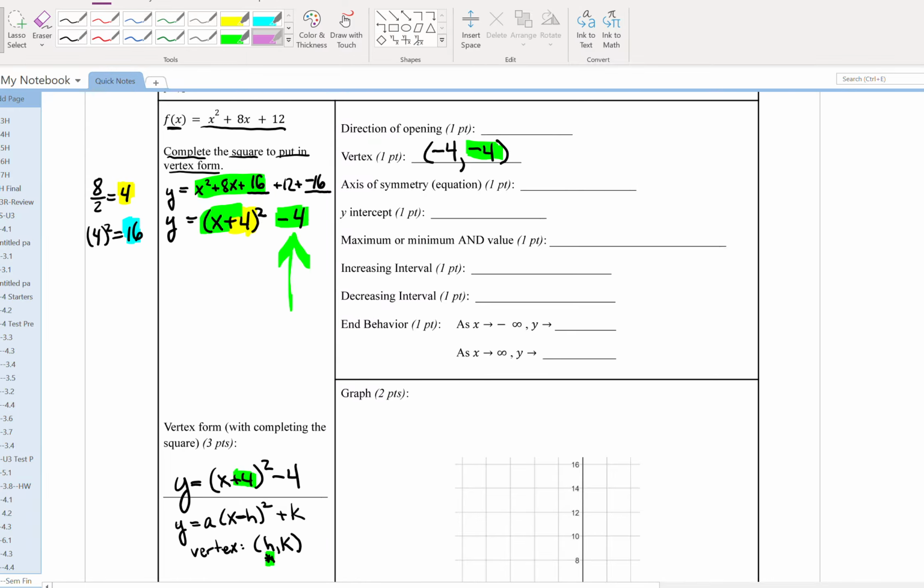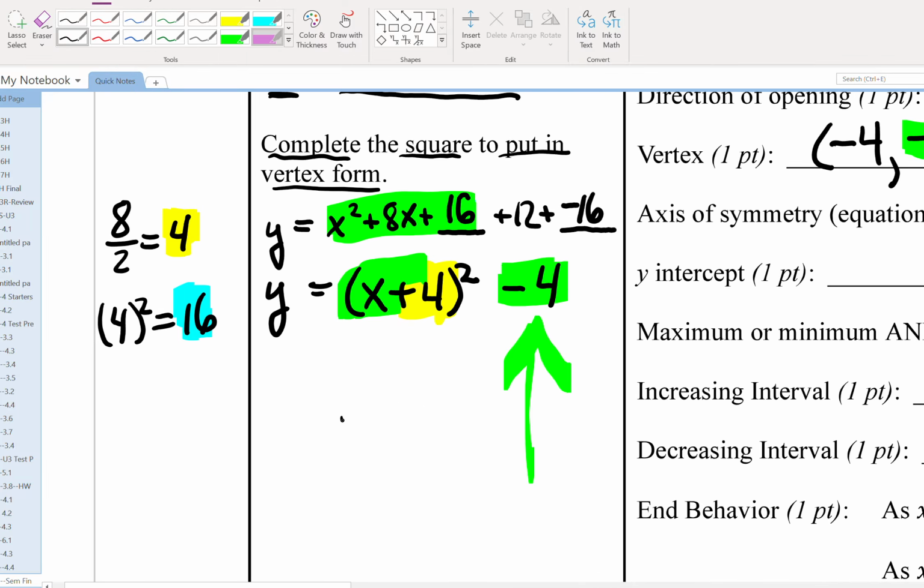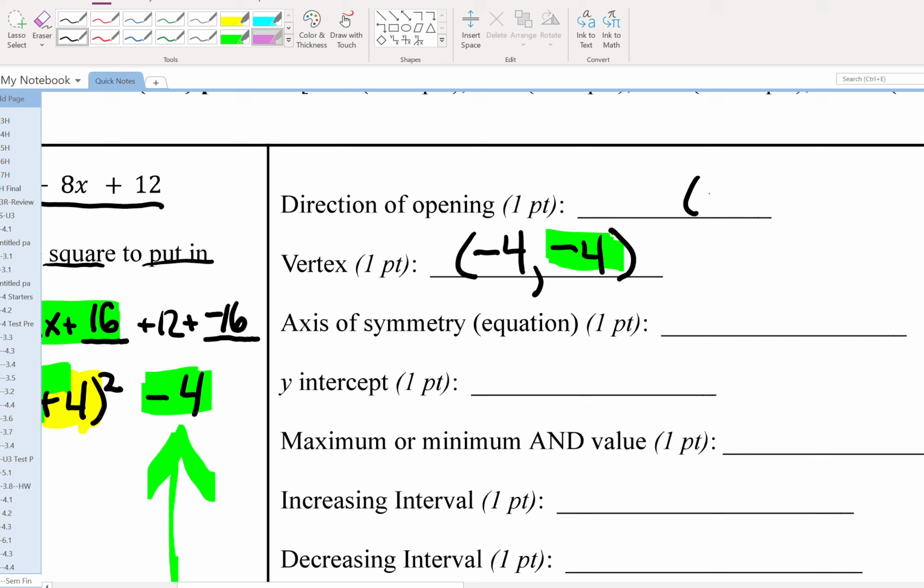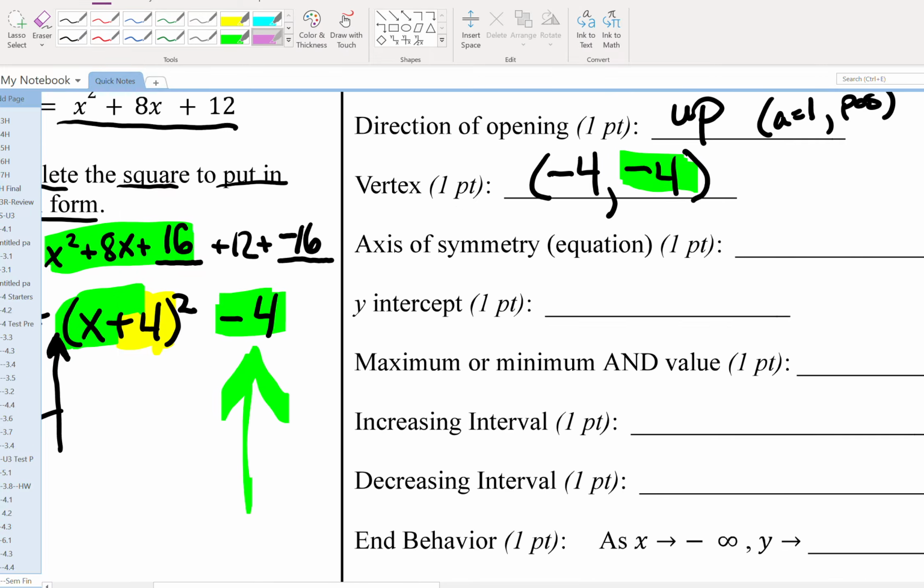Now direction of opening. I want you to make note that both here, before the set of parentheses, as well as right here in front of that x squared term, there's no number. And so that means that a is 1. That is positive, and therefore this opens up. If a were negative, then it would open down.